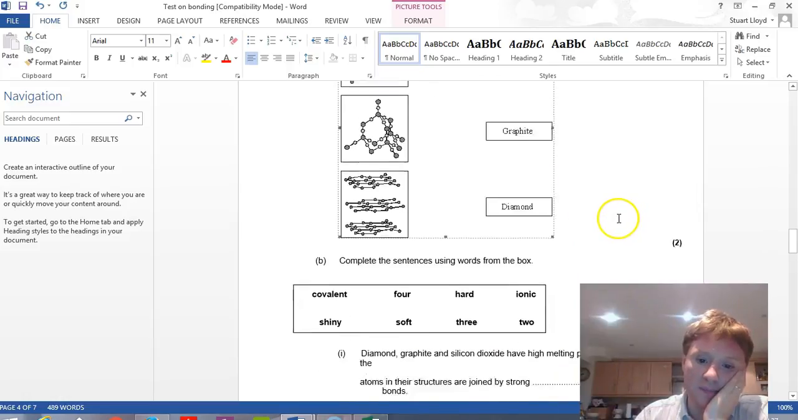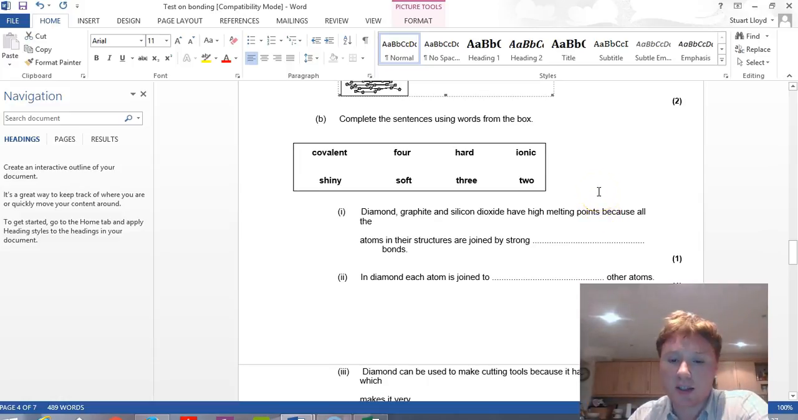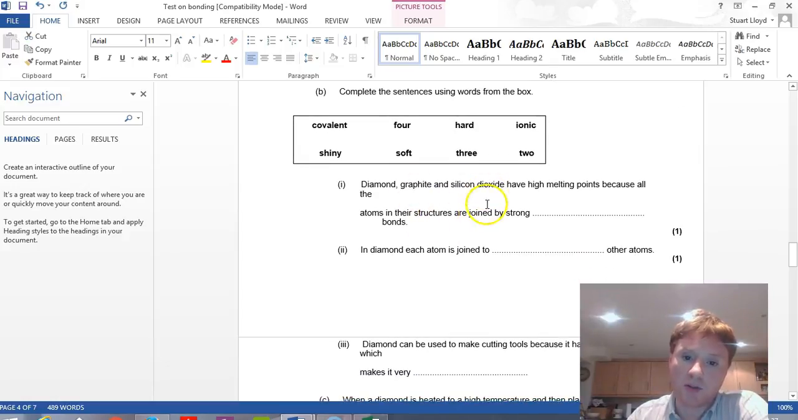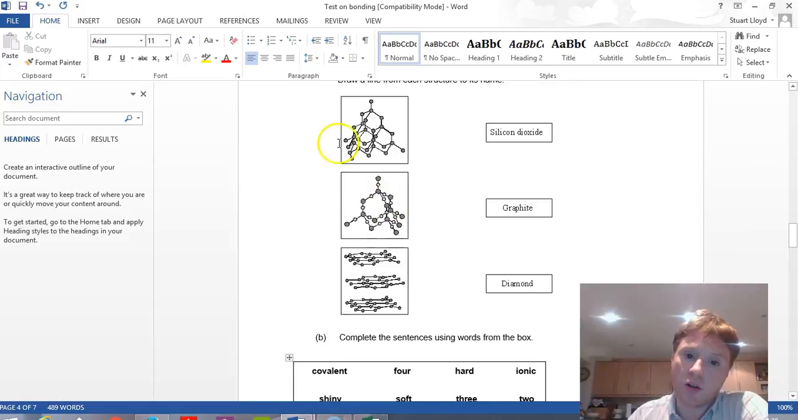So there you go. Complete the sentences using words from the box. Now, I have noticed some people not use the words from the box, and make sure you use the words from the box. Off you go. Right, diamond, graphite and silicon dioxide all have high melting points because of strong covalent bonds. In diamond, each atom is joined to 4 other atoms. If you're really desperate, you could have counted an atom there.